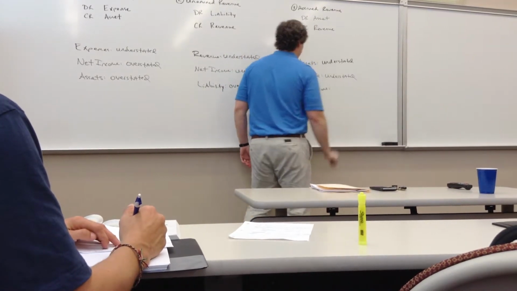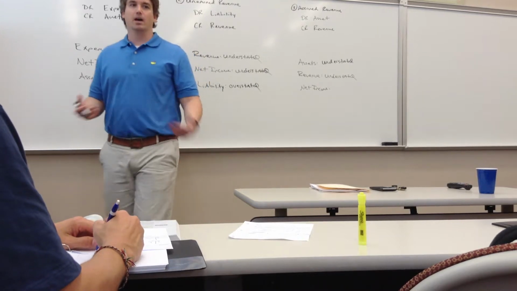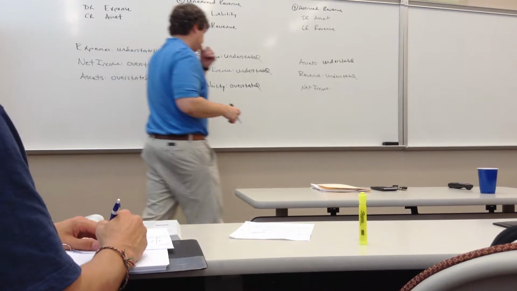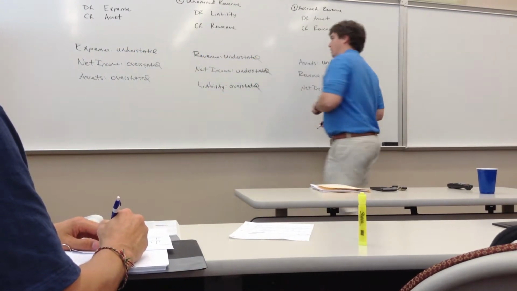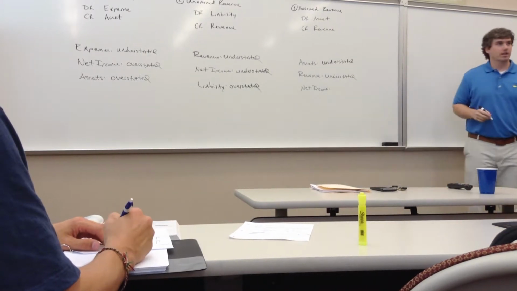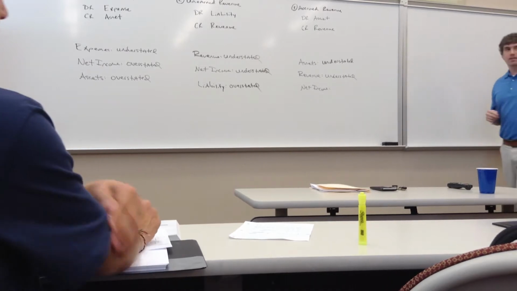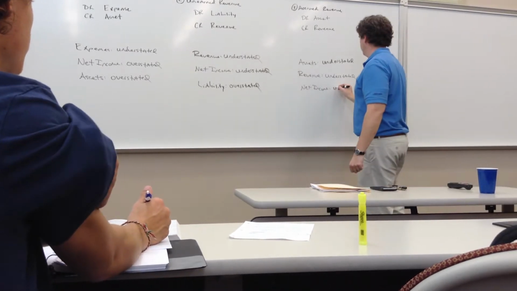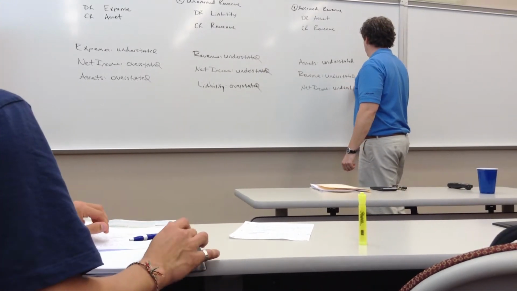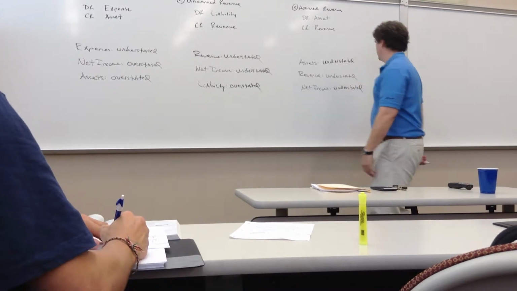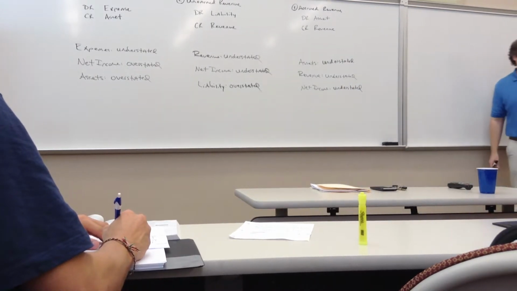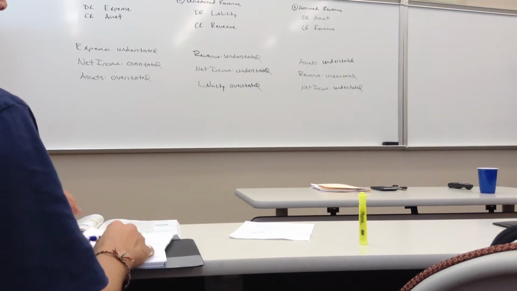Mathematically, if revenue is understated, then net income will be what? If I understate revenue, in other words, if I don't have enough on the revenue side, what's that going to do to income? It's going to be understated. Understated. Okay? Here's the way you think through that.